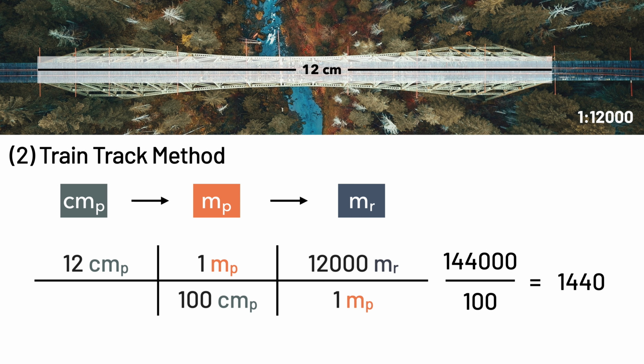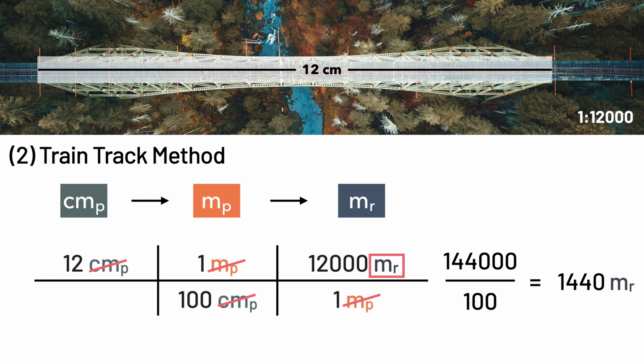A common mistake that students make when constructing their train tracks is the units. You should always check to make sure you are left with the unit you want in the end. To do this, we cancel or mark out units that appear on top and bottom. For example, centimeters in the photo is on the top and the bottom. We also see that meters in the photo is on the top and the bottom. That only leaves meters in reality on the top, which is the unit we want.